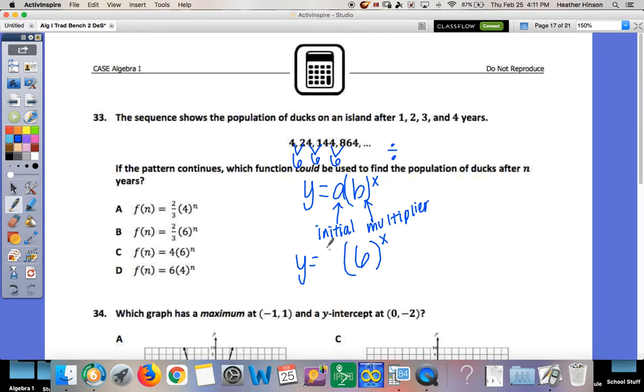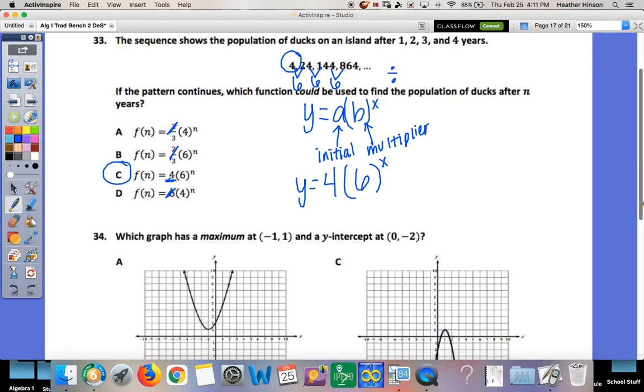Our first number is our first term. Our first term in our sequence is 4. So which equation matches that? C. And if you had done this problem backward and done the first term first, that's the only one with the 4 in the first term. So that would have eliminated everything right off the bat.